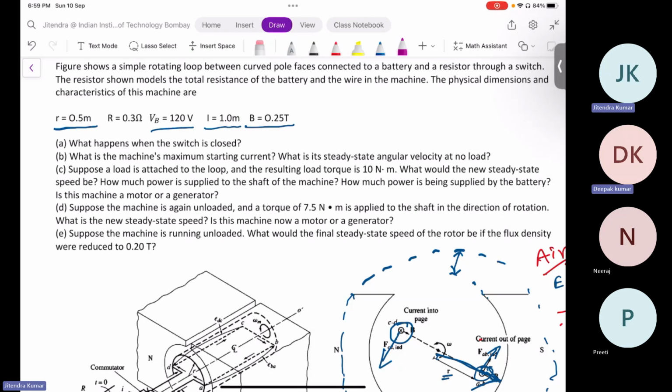Sir, I think zero. Why are you saying zero? Because, sir, at no load there would not be any current flow, so torque will not be produced, I think. You are correct at this point that at no load, torque will not be produced. That is correct. But why will there not be any speed or any velocity of the coil?